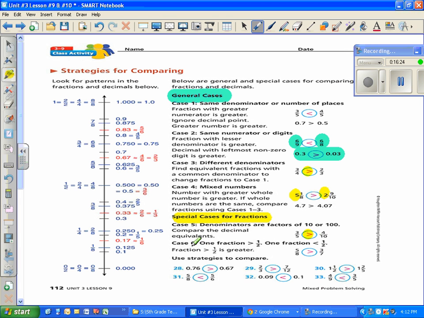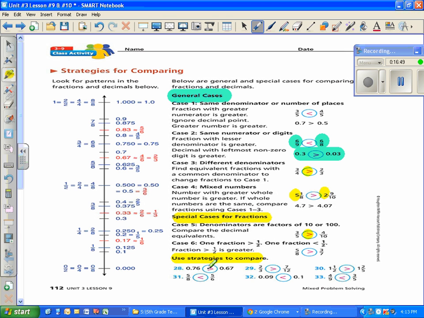Case 6. One fraction is greater than 1/2. One fraction is less than 1/2. Fractions greater than 1/2 is greater, so that 5 out of 8, 4 out of 8 would be half. 3 out of 7, 3.5 out of 7 would be half, so 5/8 is greater than 3/7. And then it goes on to say use strategies to compare.